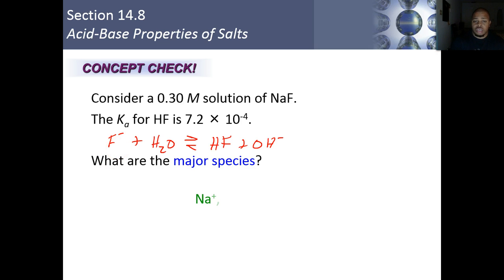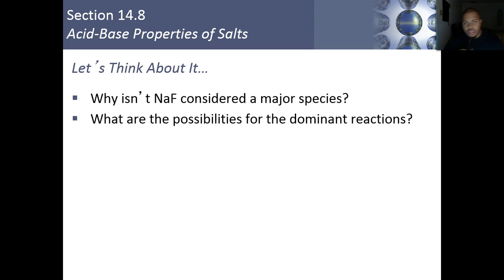That's the question. We're looking at sodium ions being present, but we know that these are going to be neutral. We have our fluoride ion, which we had here, and our water. We're not going to form much of these two, so we're not going to be as concerned with them. Now, why isn't NaF considered a major species? Because it doesn't form again. We know that all sodium ions, or all group 1 ions, are going to remain soluble in solution, so we don't have to worry about it.